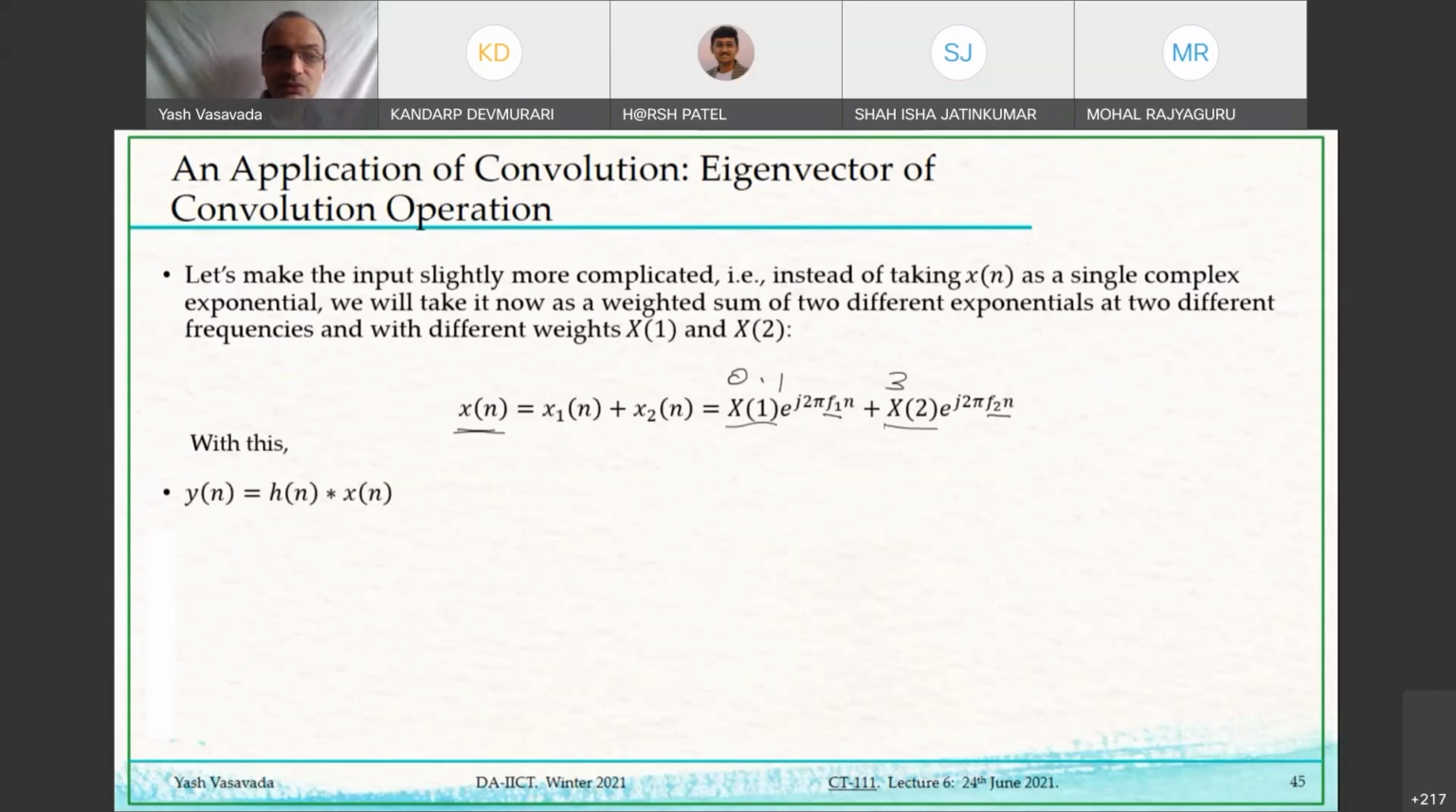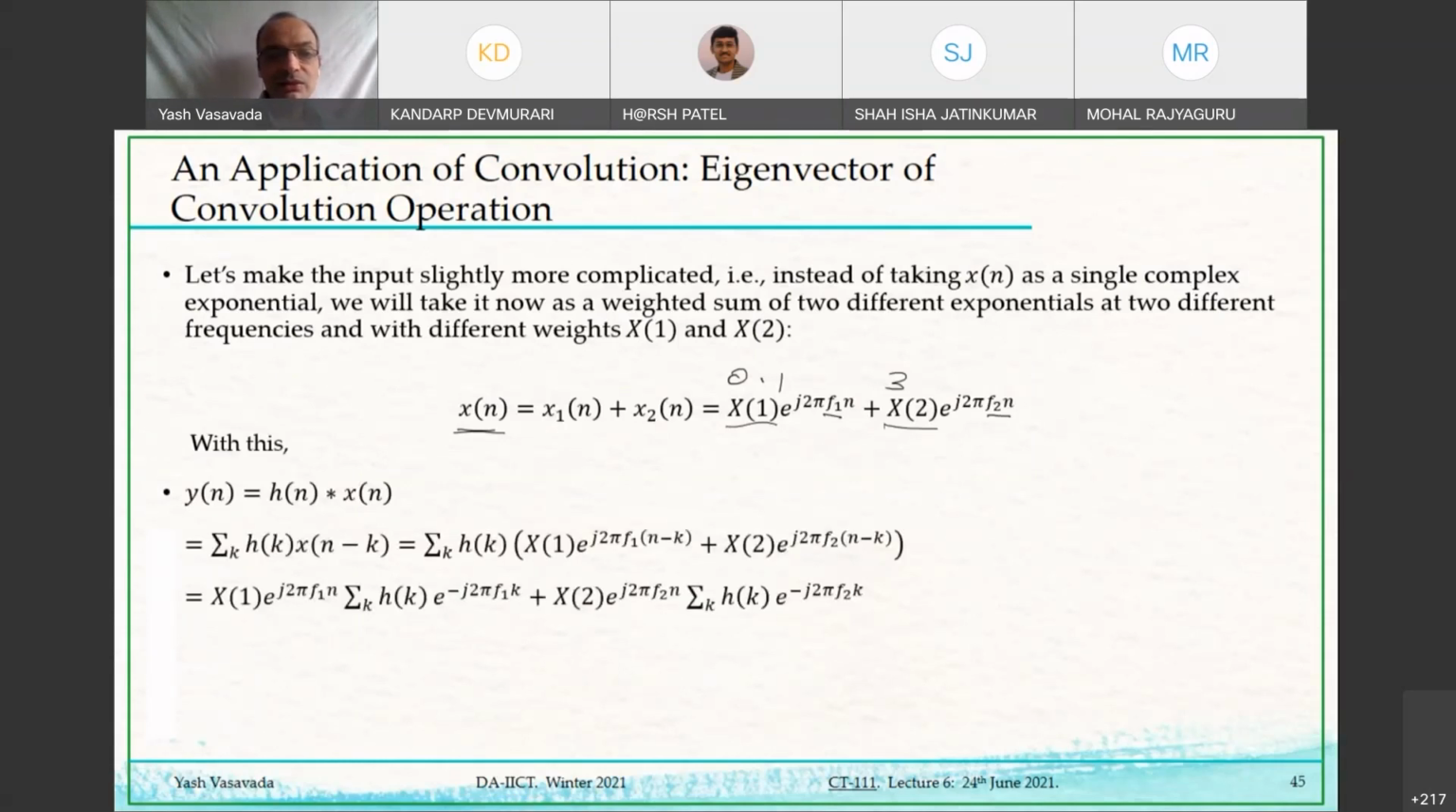So with that, if I do this convolution operation, I go through the same math. I can do the same trick that I did on the previous slide on individual x1 and x2 separately. And so what I will get is an output which is x1, except it got scaled by the Fourier transform of h of n evaluated at f1. And x2 got multiplied by the Fourier transform evaluated at f2.